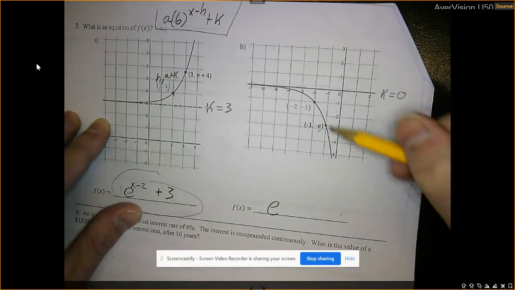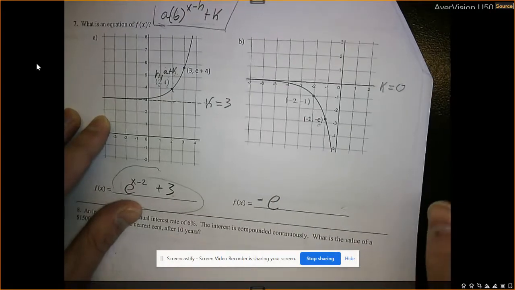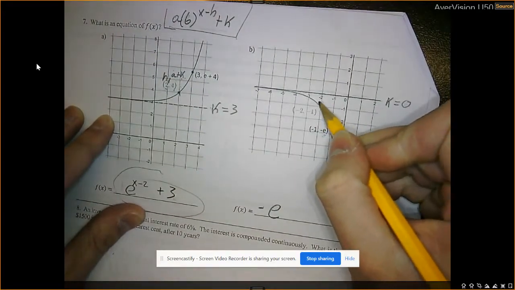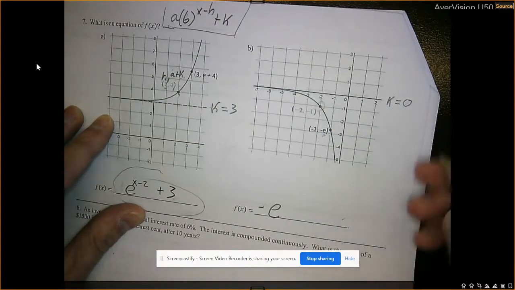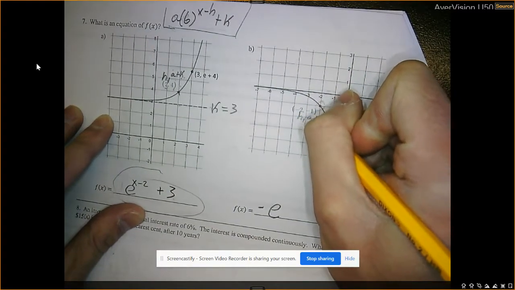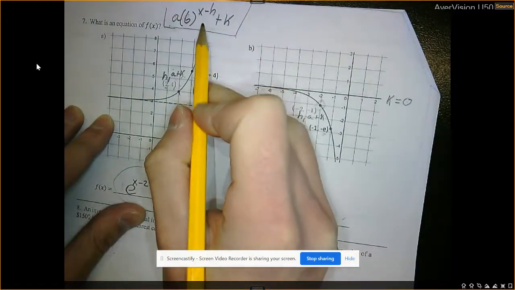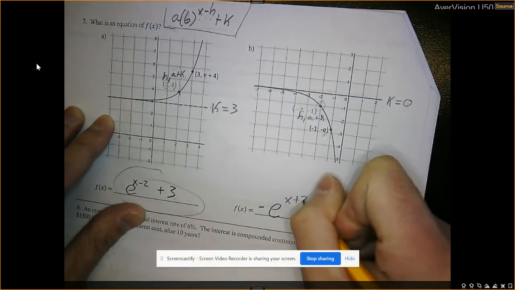This is exponential decay, so that means I have a negative out front. Okay, and then I'm looking at that point that is either one above or in this case one below my asymptote, and I remember that this is written as (h, a + k). So that means my h is negative 2, which x minus a negative 2, that's going to be an x plus 2 that I see up here.